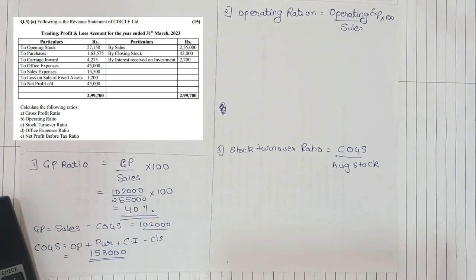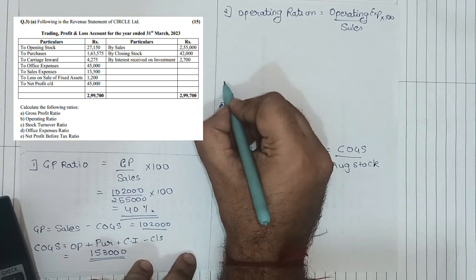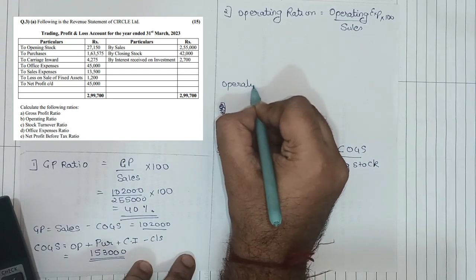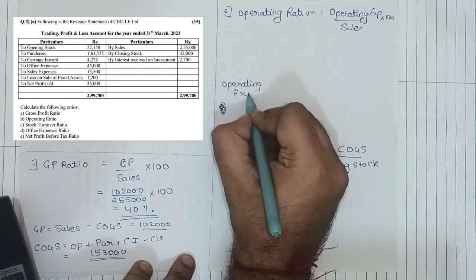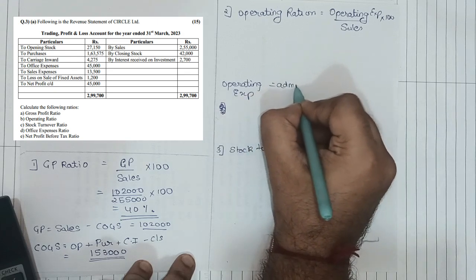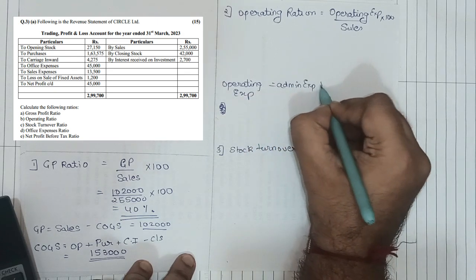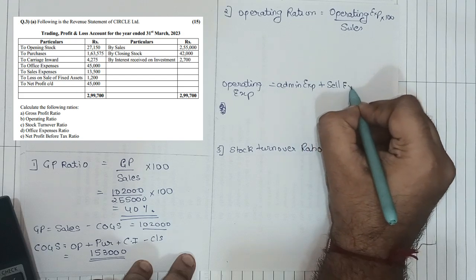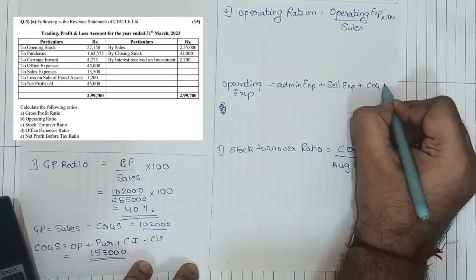Next, second, operating ratio. Okay, now the formula of operating ratio is operating expense. Now the formula of operating expense is, now operating expenses are all your admin expense, all your selling expense plus COGS.